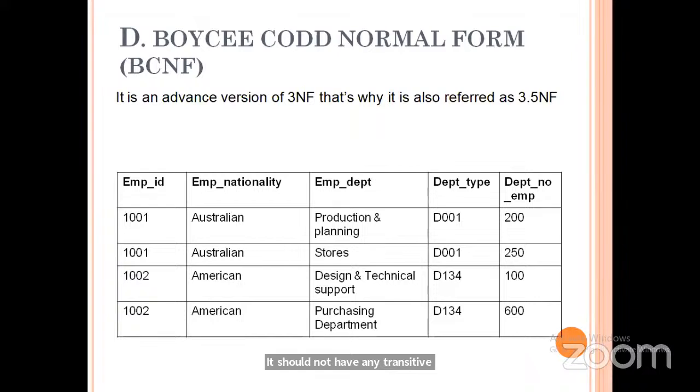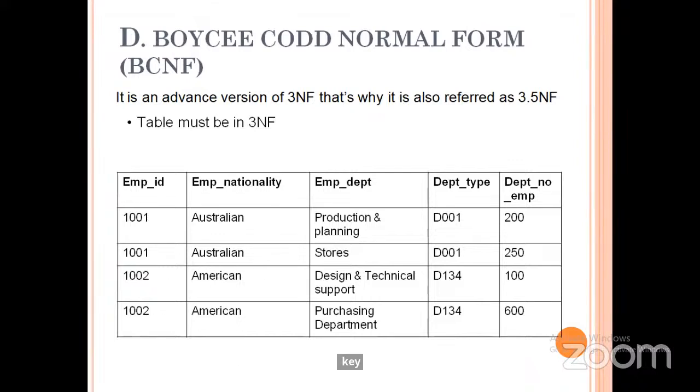Next, Boyce-Codd normal form. This is an advanced version of third normal form, also called 3.5 normal form. So what are the rules in BCNF? A table is said to be BCNF when it is in 3NF, and also for any dependency A tends to B, or X tends to Y, A or X should be a super key. Okay.